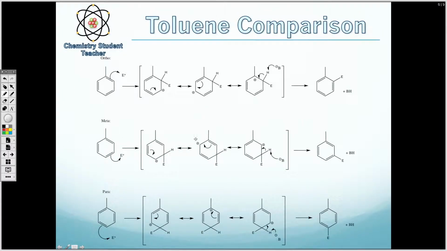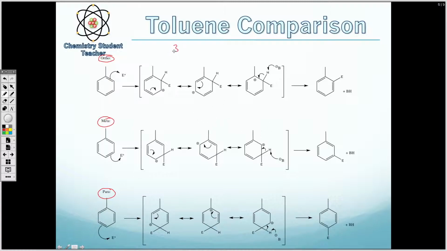And what we want to do is we actually want to compare all these to see why it attacks ortho and para and not meta. Well, here we have the ortho, here we have the meta, and here we have the para mechanism. As you can see, they both have three resonance structures. So looking at the two main factors I said at the start, it's not going to be number of resonance structures, but it's going to be carbocation stability.